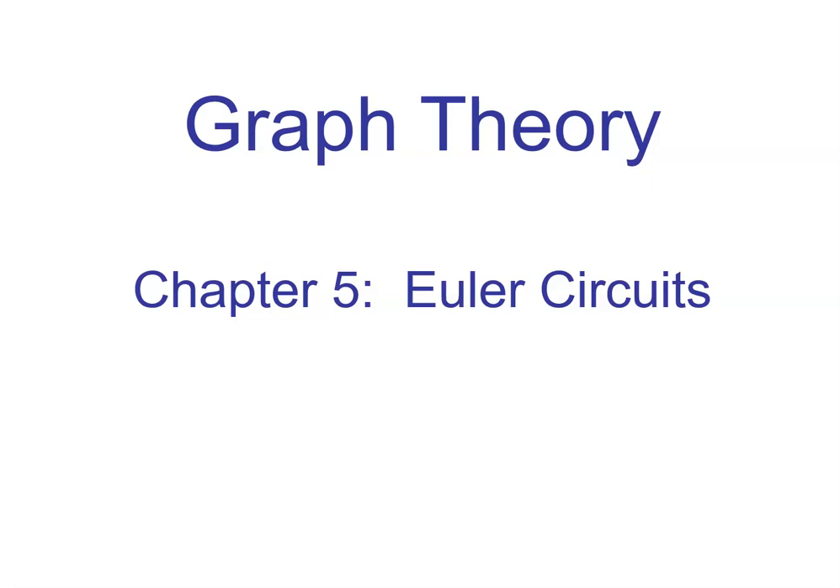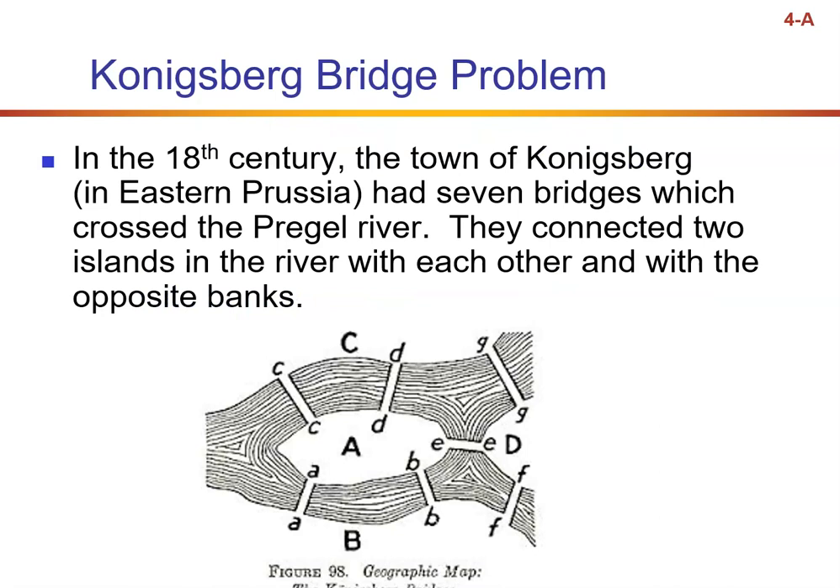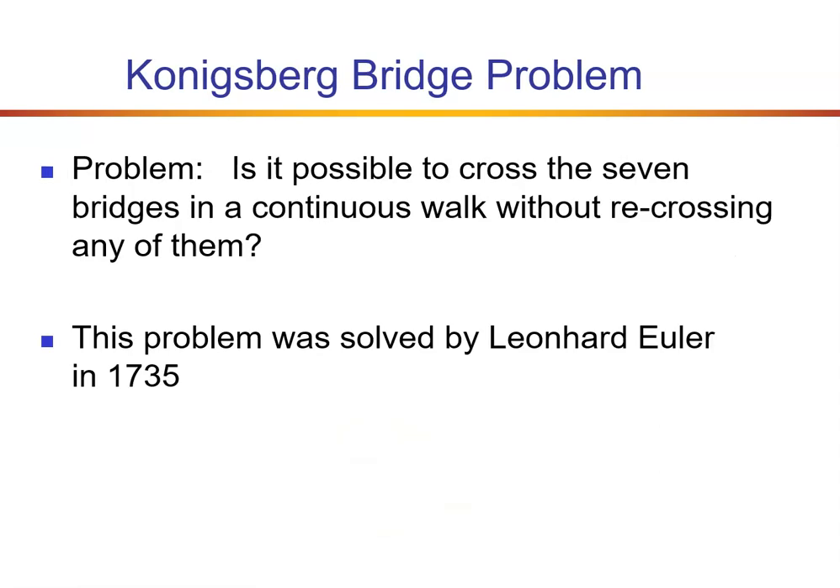All right, so what is graph theory? Graph theory is really the geometry of location. Let's take a look at a problem from the 18th century. We have a town with 7 bridges crossing a river, and they connect 2 islands in the river with each other and the opposite banks. The question is, is it possible to cross the 7 bridges in a continuous walk without recrossing any of them? This is a famous problem, and it was solved by Euler in 1735. We'll figure out the answer as we move along through the notes.